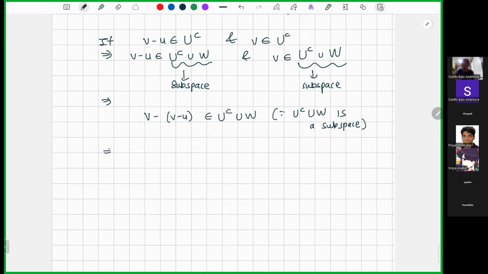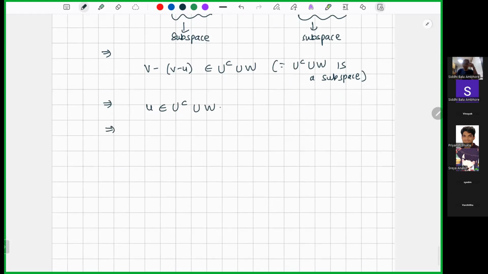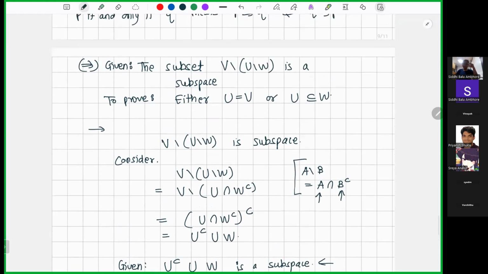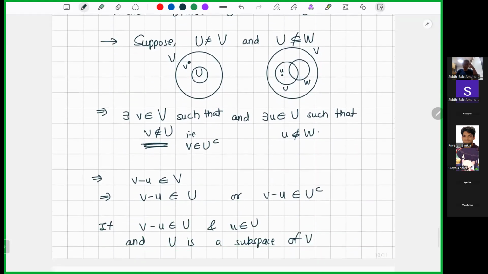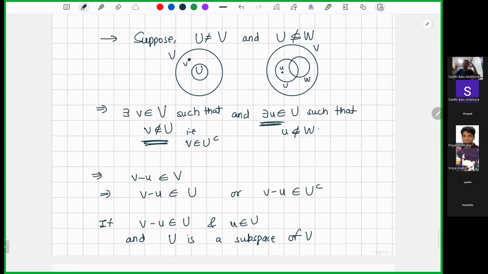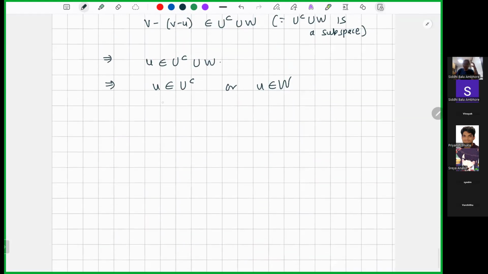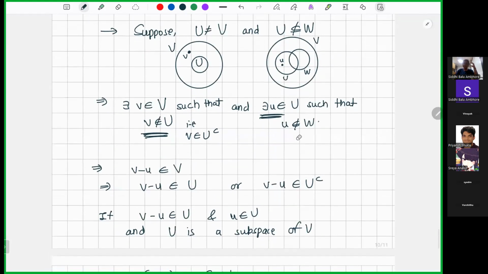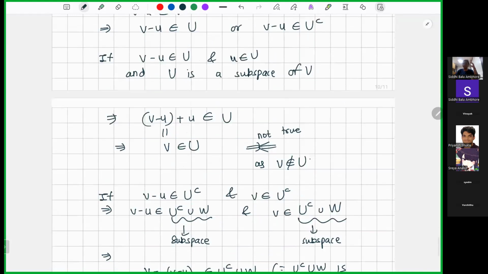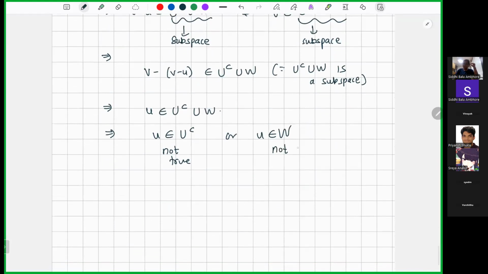So this implies that U belongs to U complement union W. If that is happening, then U either belongs to U complement or U belongs to W. But U is a point of U, so this is not true. And also U is something that is not in W, so this is also not true.